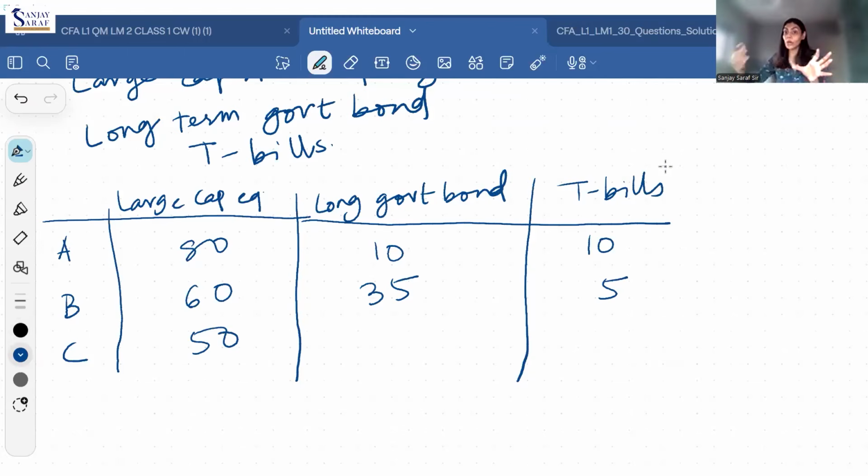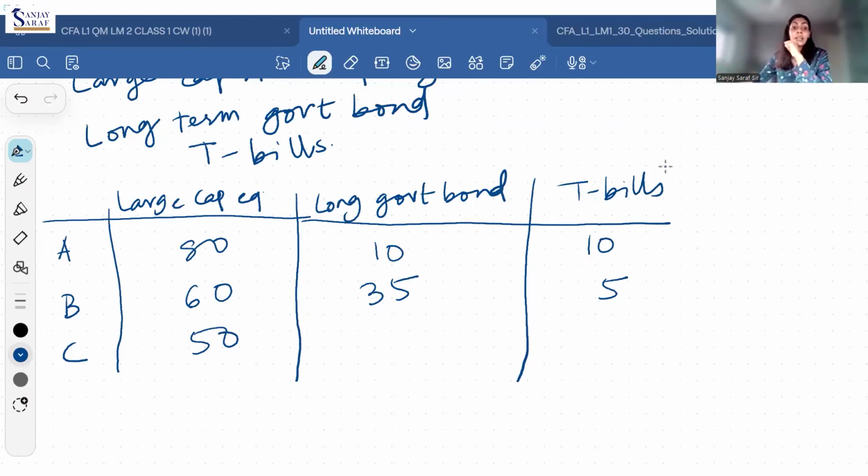लार्ज कैप इक्विटी है तो हमको पता है स्टेडी रिटर्न्स है, उतना रिस्क नहीं है जितना स्मॉल कैप में होता है, लेकिन उसको ग्रोथ और इनकम दोनों चाहिए. इसकी वजह से हमने लॉन्ग टर्म गवर्नमेंट बॉन्ड में 35% इन्वेस्ट किया है, विच मीन्स देयर इज गोइंग टू बी अ रेगुलर income generation, and we have kept 5% in T-bills.